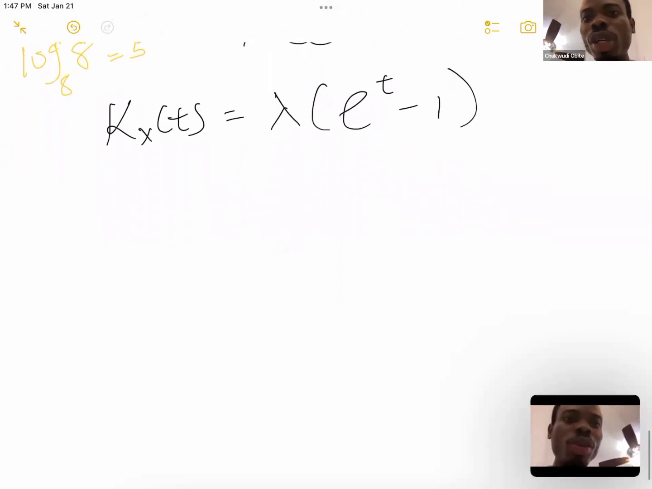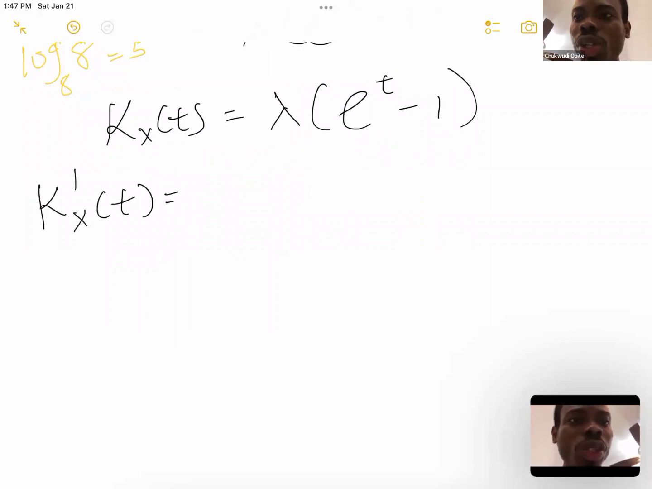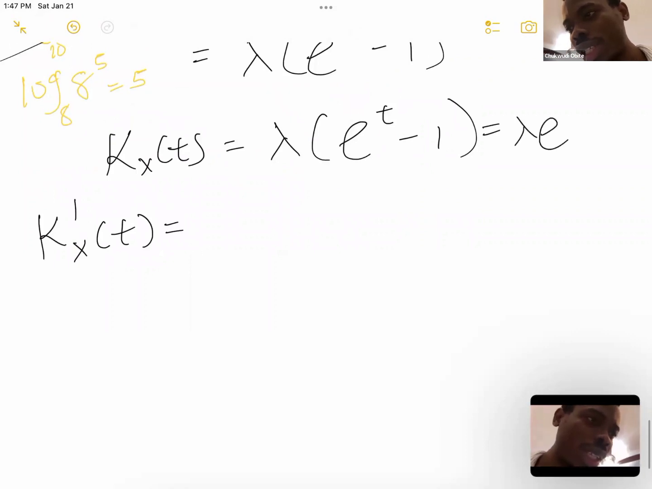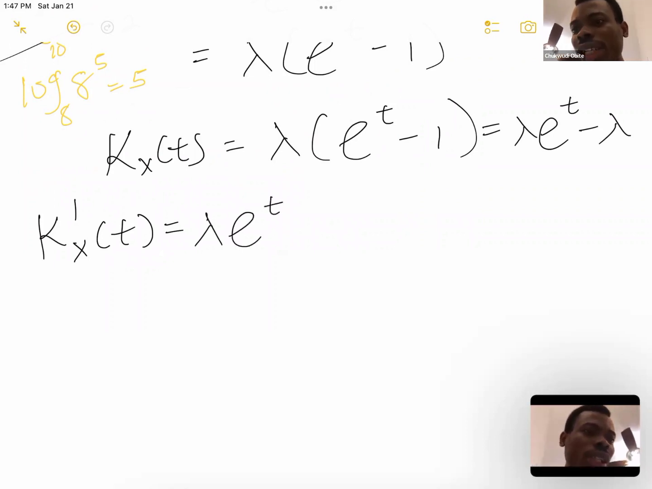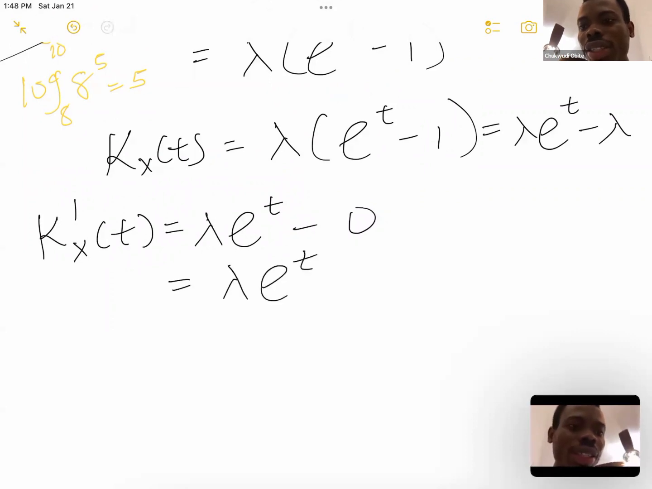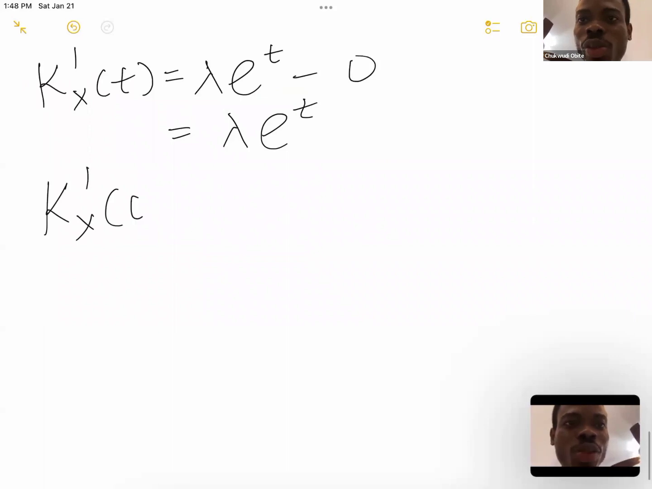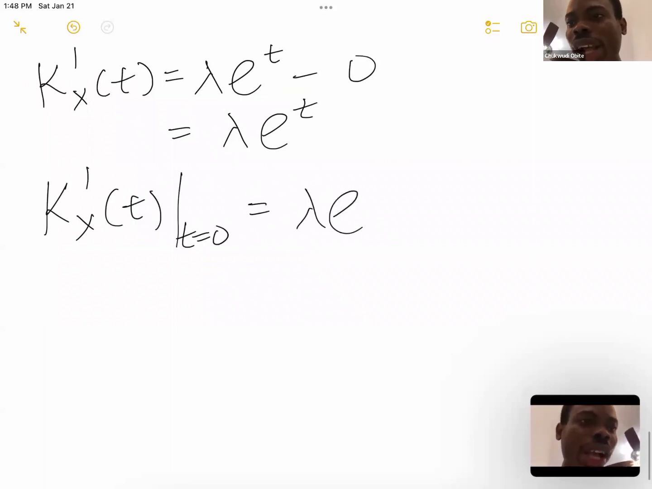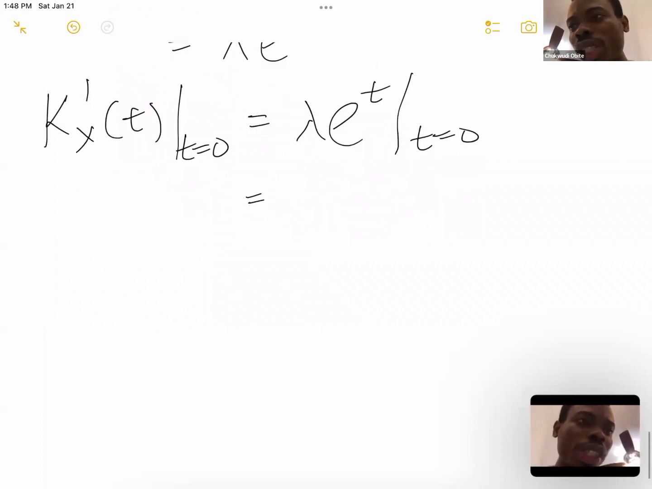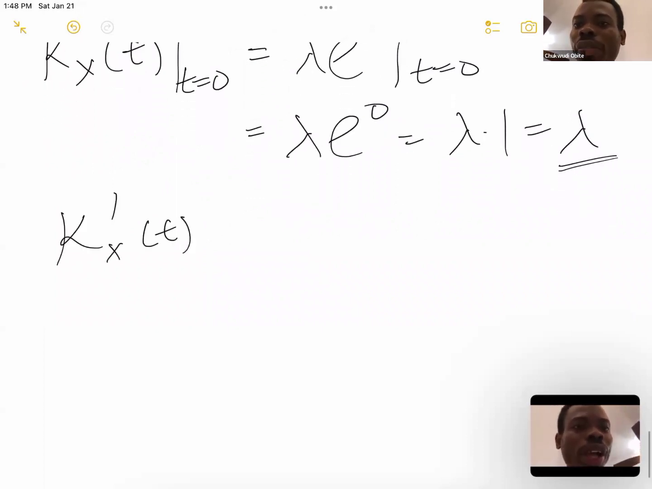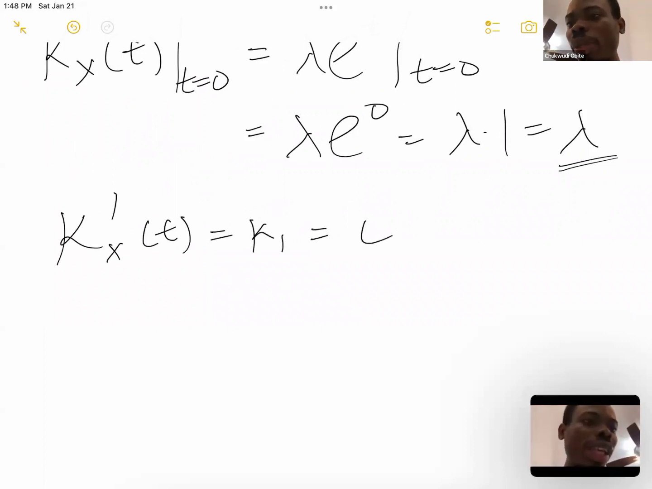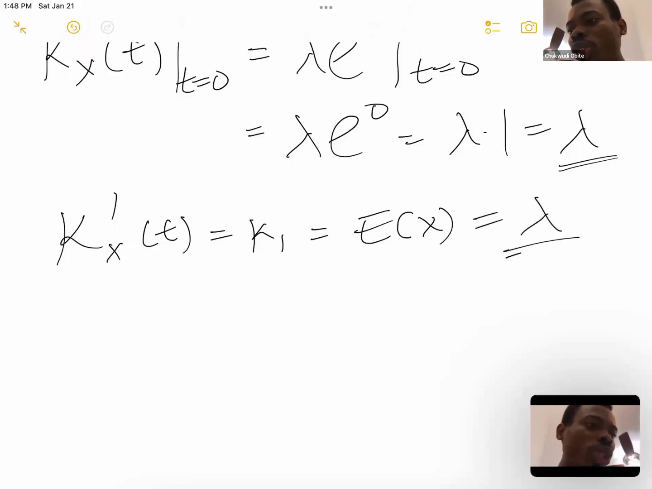Let's get the first cumulant. To get the first cumulant, you differentiate the cumulant generating function once. Let me expand this. This will give me lambda e^t minus lambda. If I differentiate once with respect to t, I will get lambda e^t. If I differentiate minus lambda, I'll get 0. So it is lambda e^t. To get the value of the first cumulant, you equate t to 0 after differentiating. This will give me lambda e raised to power 0, and anything raised to power 0 is 1, so lambda times 1 is lambda. Remember, I said the first cumulant, which we called K1, is the expected value of x. So the expected value of x of a Poisson distribution is lambda.